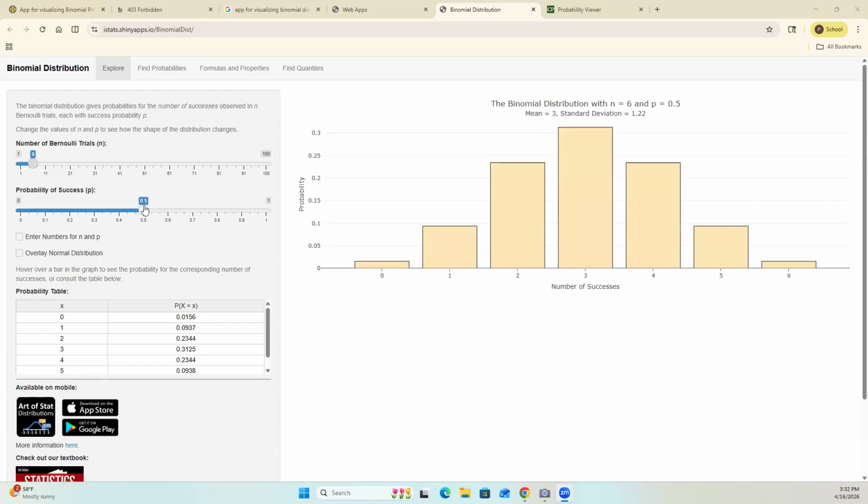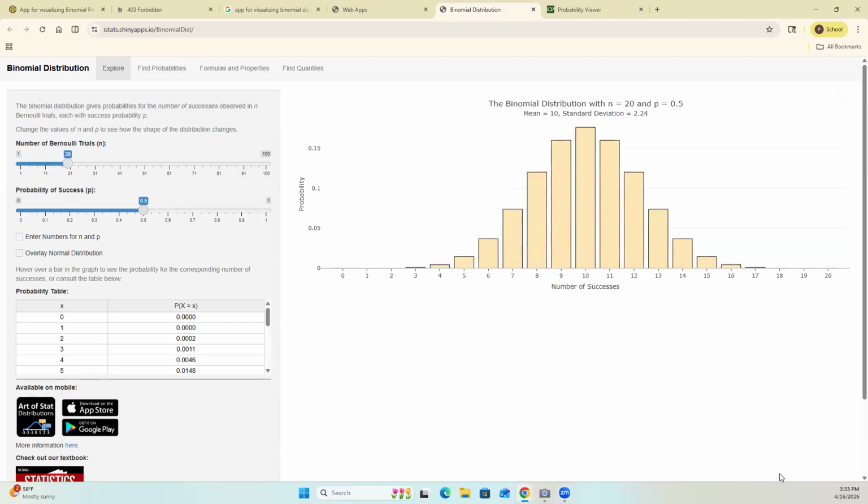But here we go. Flipping a coin has a 50% probability, and I'm going to flip 20 coins. There it is. Nice and symmetric. 10's right in the middle. And if you hover over it, it tells you that the probability of getting exactly 10 is 17%. Just because 10 is in the middle doesn't mean it's 50% likely, right? Because it's certainly possible to get 9 out of 20 heads or 11 out of 20 heads. It just means it's the most likely. And you can hover over and find those different probabilities.